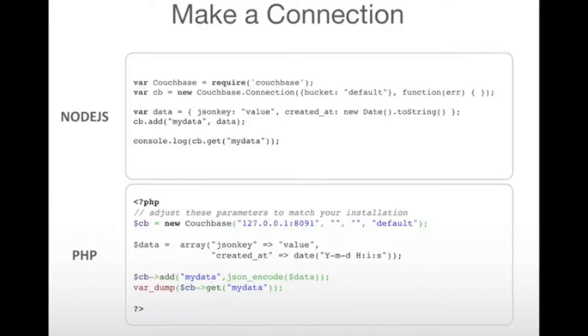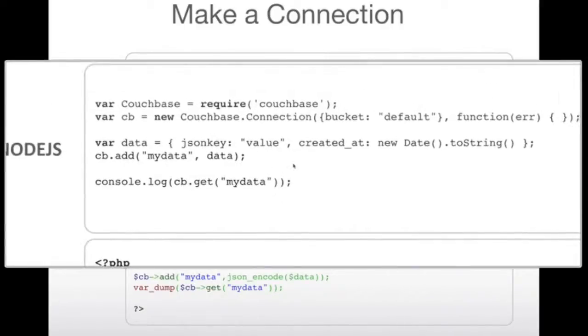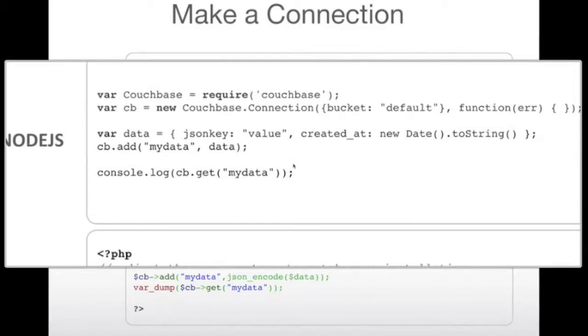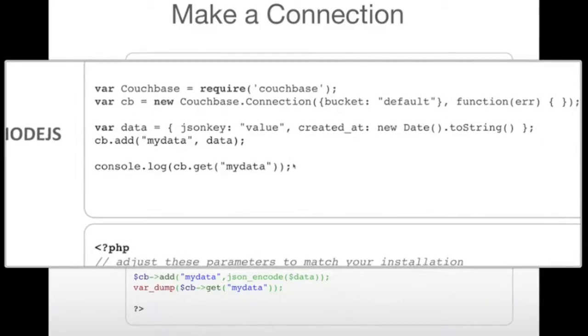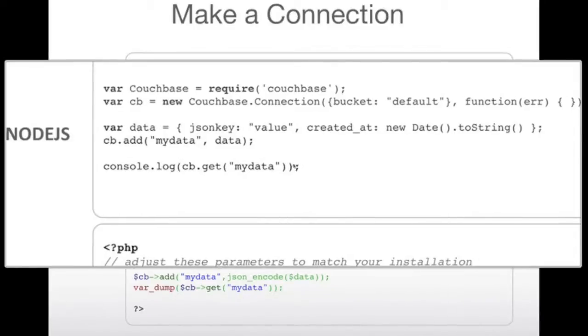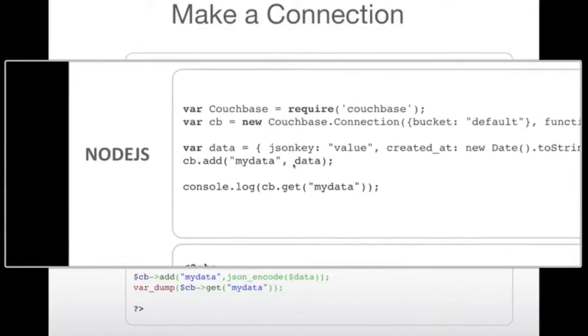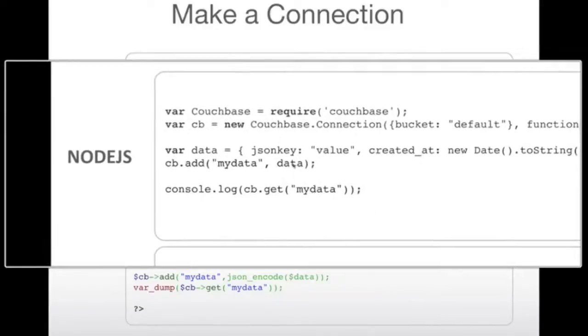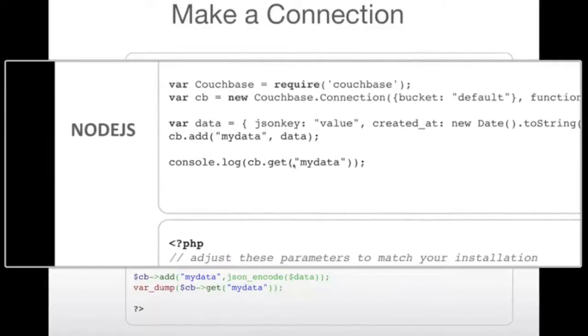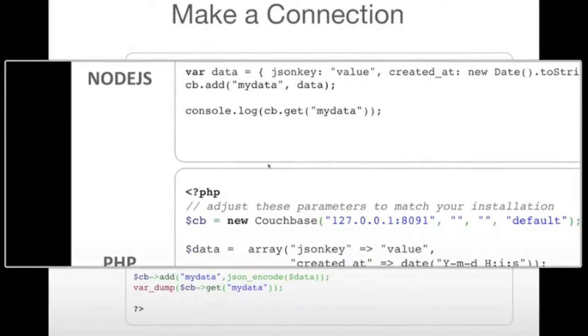And then for Node.js, JSON is a first-class citizen, so there is no transcoding here. JSON strings are data structures in Node.js, so that's really easy. Here I'm doing an add with the data, and then here's a get, and I'm just logging it out.